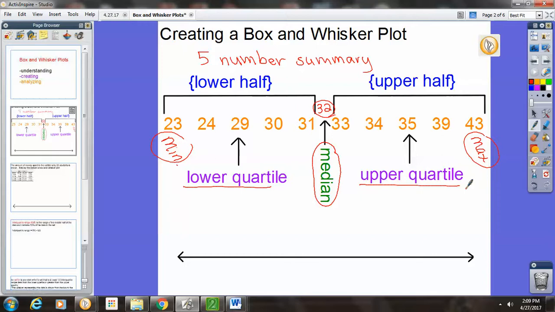So, on our number line that we've been given, let's plot the numbers from 23 to 43. Here, I think I'm only going to write every other number. Go ahead and do this with me, guys. It does take a little practice to get used to using these box and whiskers.